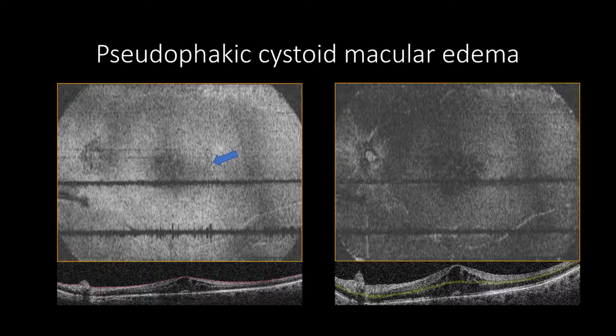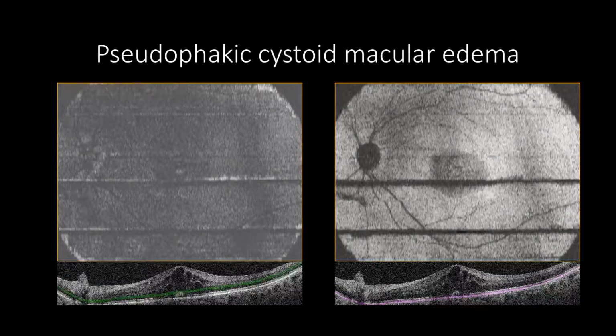The IPL-INL slab will show hyperreflective cystic changes with spongy appearance. Please note the blink artifact. The OPL-ONL slab will show hyperreflective cystic changes in flower petal configuration following the Henle fiber layers pathway.